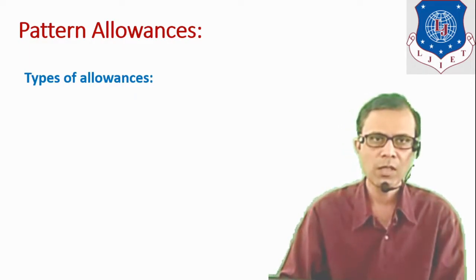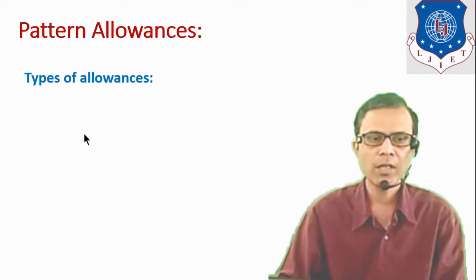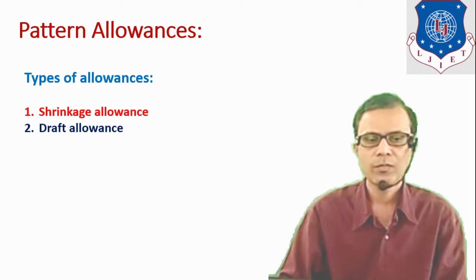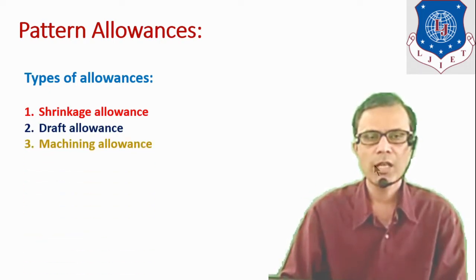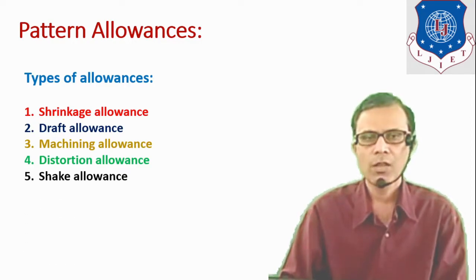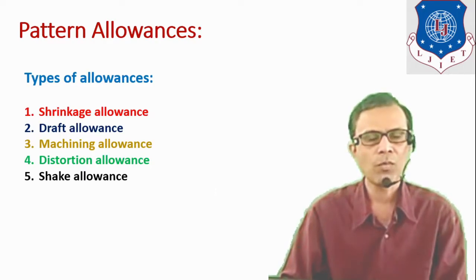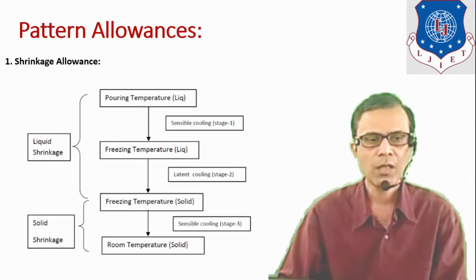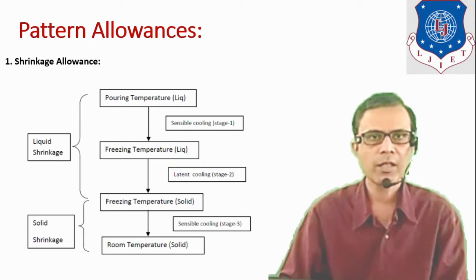So first of all, let's see the different types of allowances: shrinkage allowance, draft allowance, machining allowance, distortion or camber allowance, and shake allowance. These are the different types of allowances which are necessary to provide on the pattern. First allowance is shrinkage allowance.